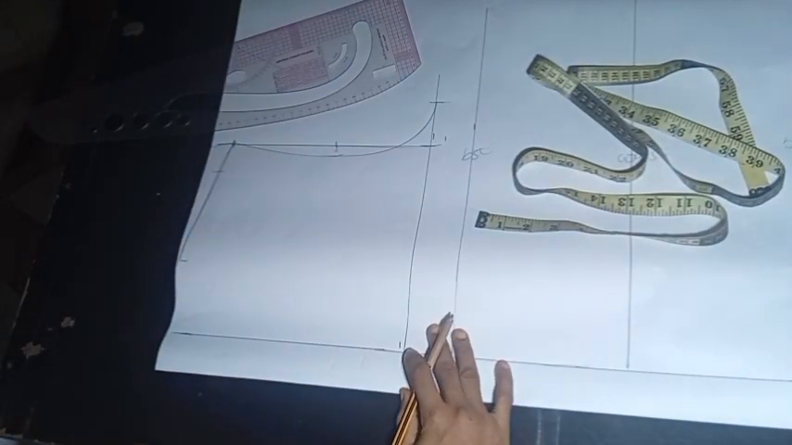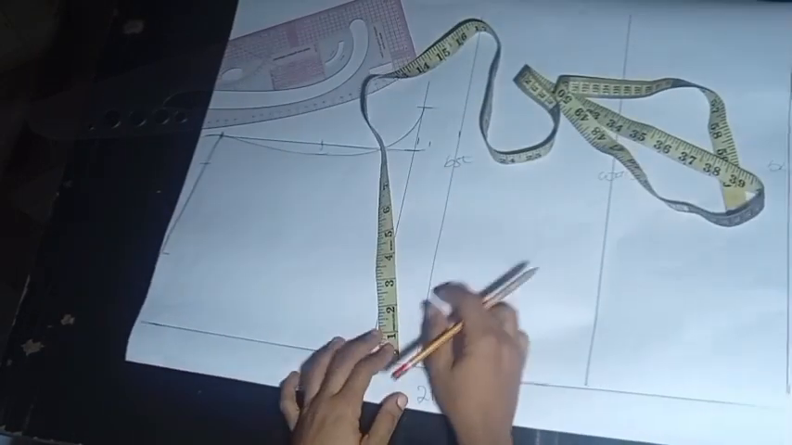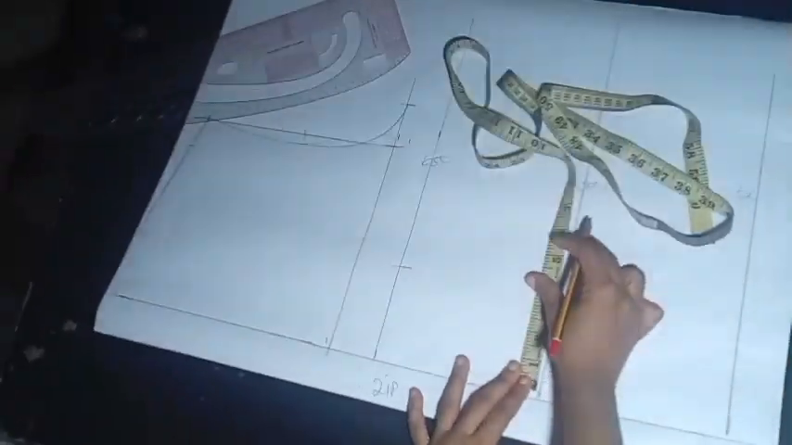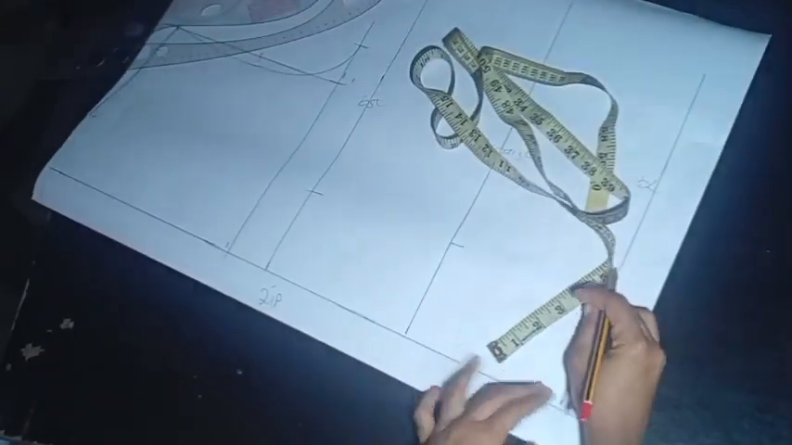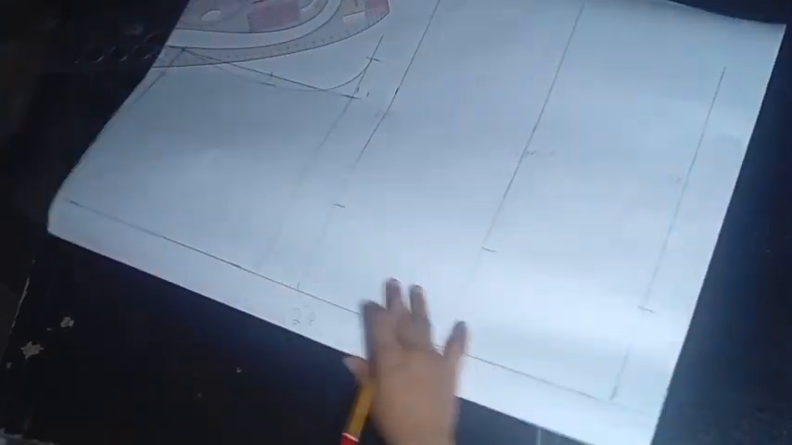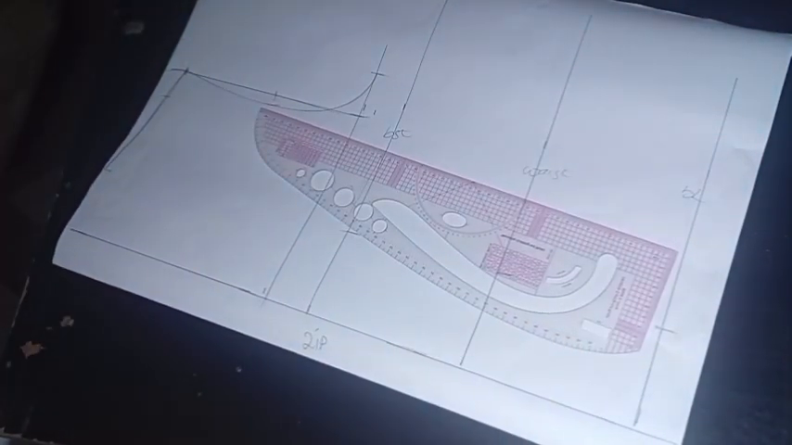After I'm done connecting at this point, what I'll do now is start marking the dart for this dress. To mark my dart, I'm going to mark my nipple to nipple divided by 2. Remember, the nipple to nipple I have here is 7 inches. If I divide it by 2, it will give me 3.5 inches.